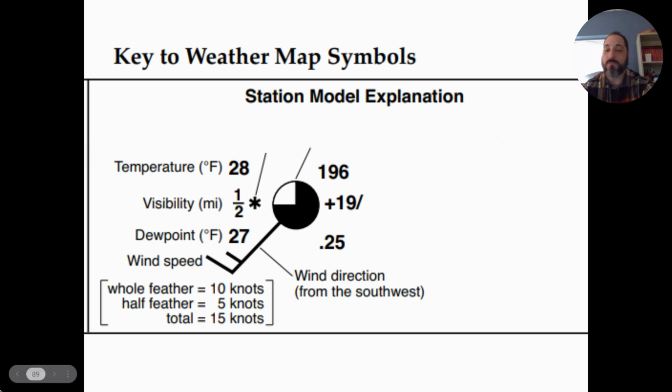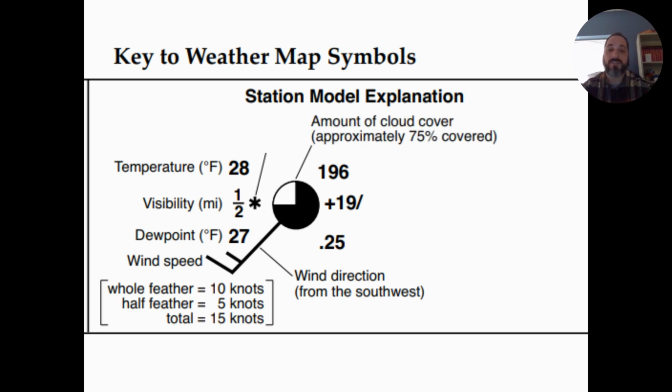Next, we have these prongs that are coming off here, these little flags or feathers, and they are telling us our wind speed. So a whole feather, that's this long one right here, is going to represent 10 knots, and a short one, or a half feather, is going to represent 5 knots. So you add those two together, and you get your total wind speed for the station model. So this is 10 plus 5, so this is going to equal 15 knots total.